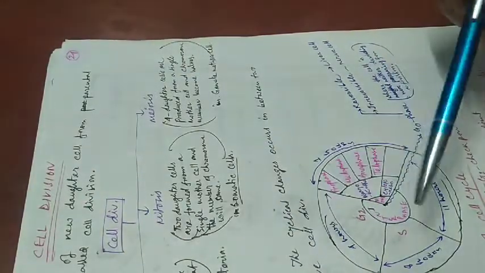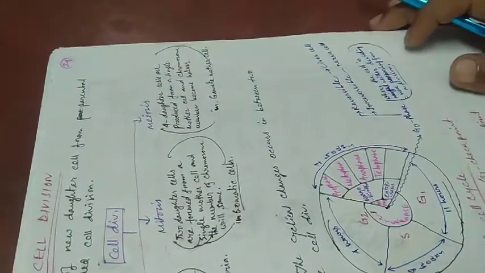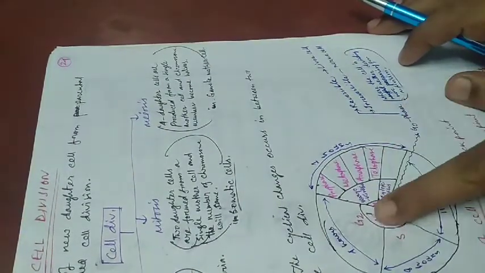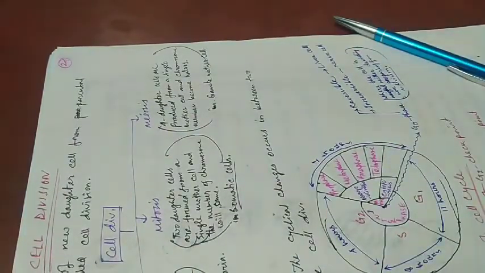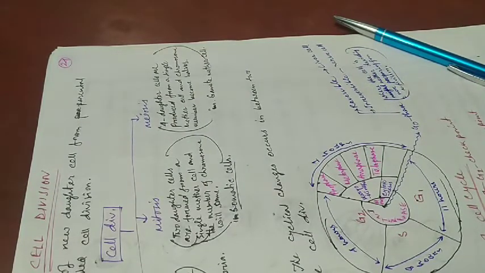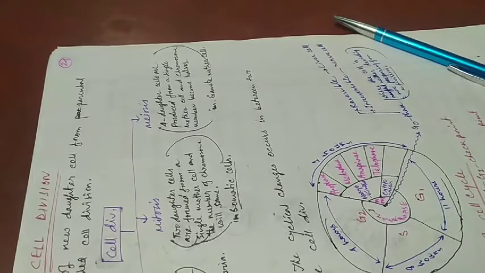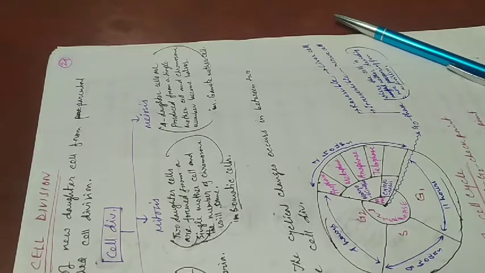Then the cell cycle. The cell cycle is the cyclic changes that occur between two successive cell divisions. It means the changes that occur after a new cell is formed, when it gets prepared for cell division.